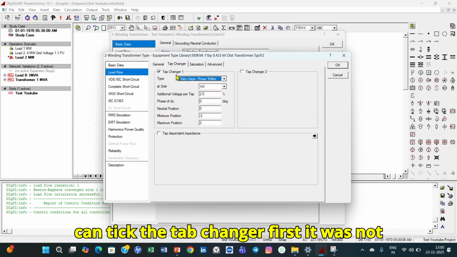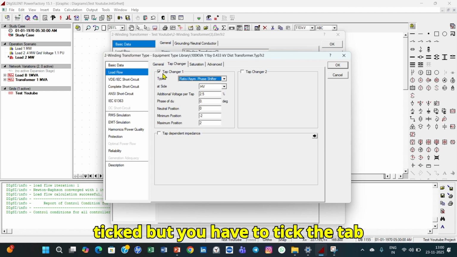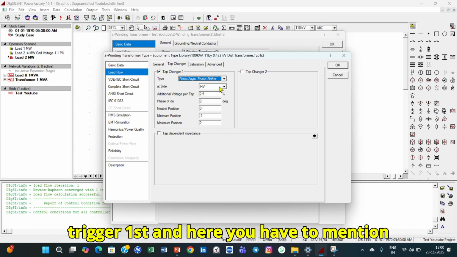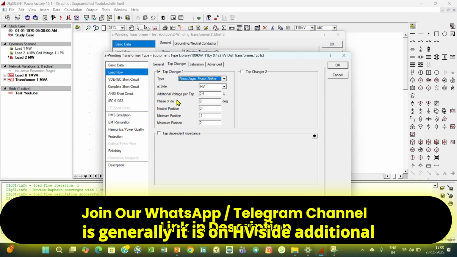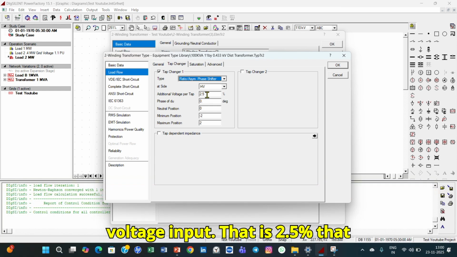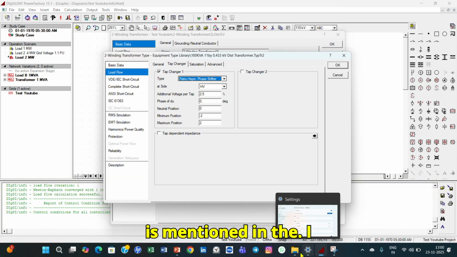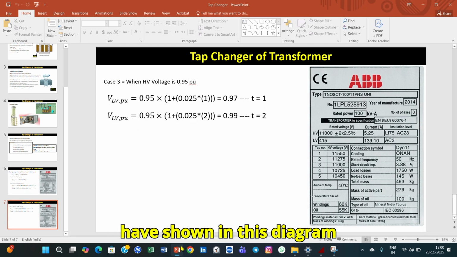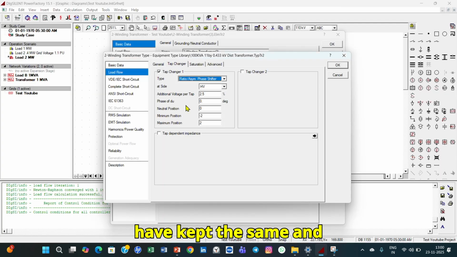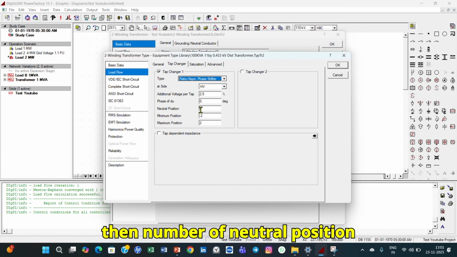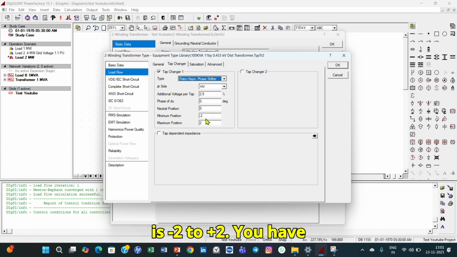First it was not ticked, but you have to tick the tap changer first, and here you have to mention on which side your tap changer is. Generally it is on HV side. Additional voltage change per tap is 2.5%, that is mentioned in the diagram I have shown. I have kept the same. And then the neutral position is 0 and the minimum position is -2 to +2.